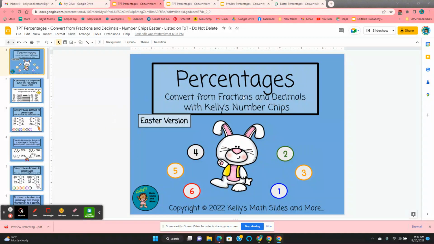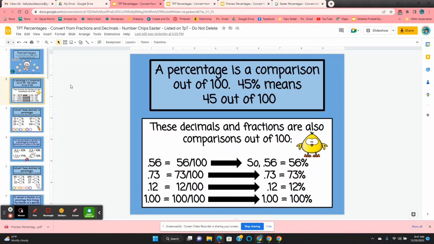Percentages converting from fractions and decimals using number chips. This is the Easter version. It starts out explaining what a percentage is. It's a comparison out of 100, and then it gives some common conversions.